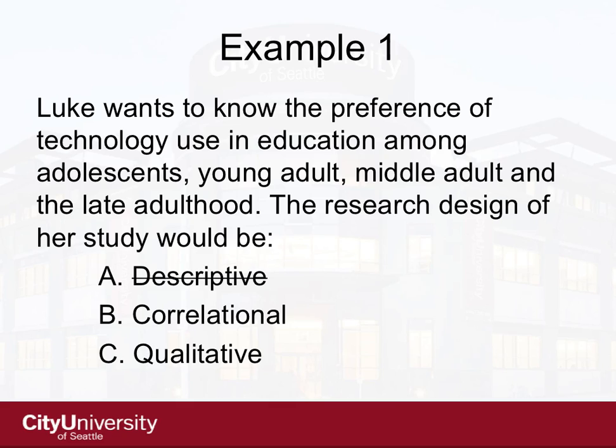Okay, so for the examples that I give you, not just one answer is applicable, more than one can work. Luke wants to know the preference of technology use in education amongst adolescents, young adult, middle adult, and late adulthood. The research design of the study could be a correlational study. Luke could study the correlation between the preference in each group. It can be a qualitative study.